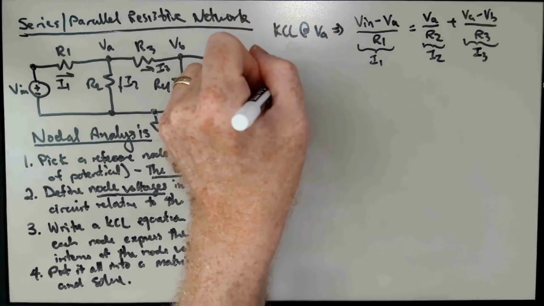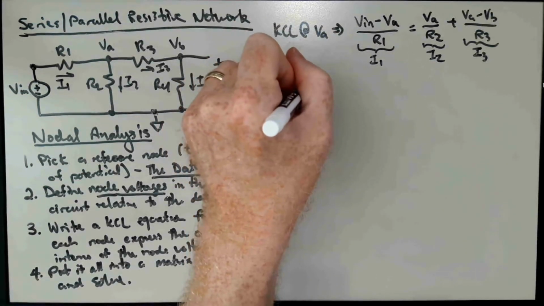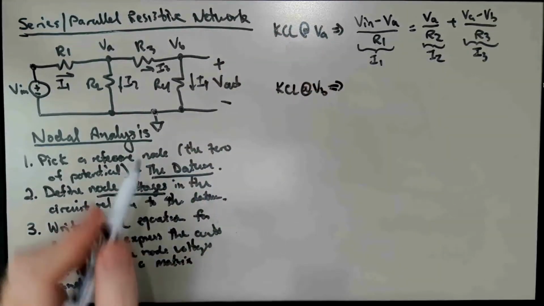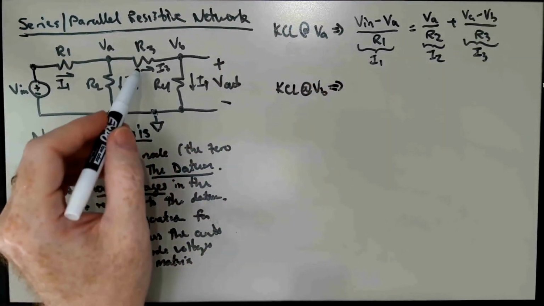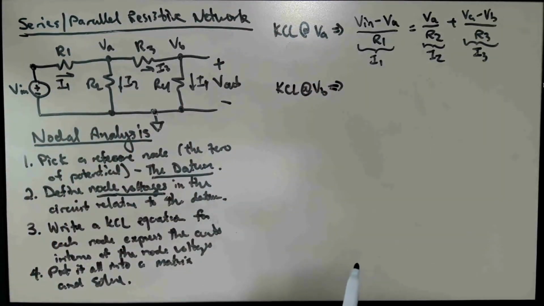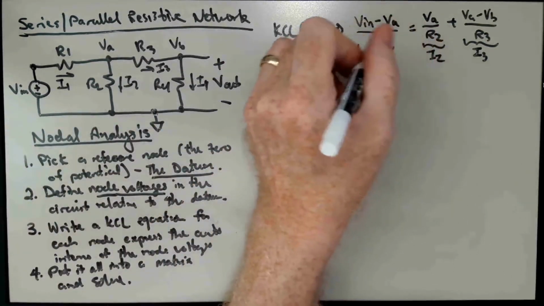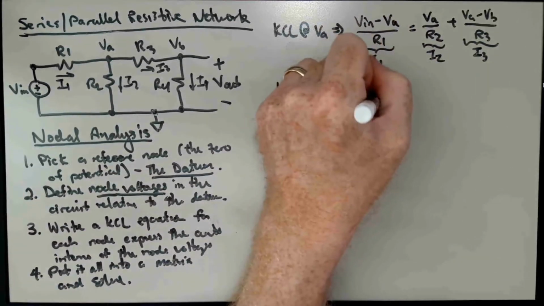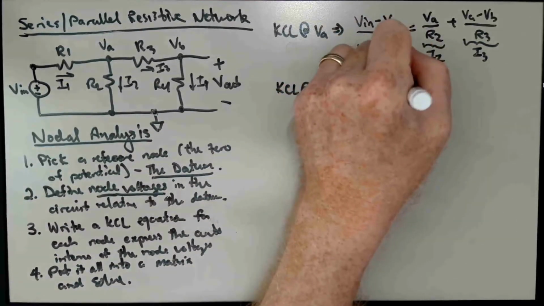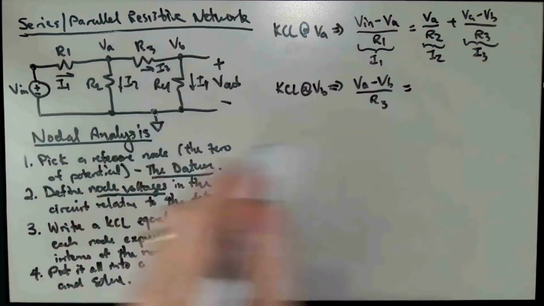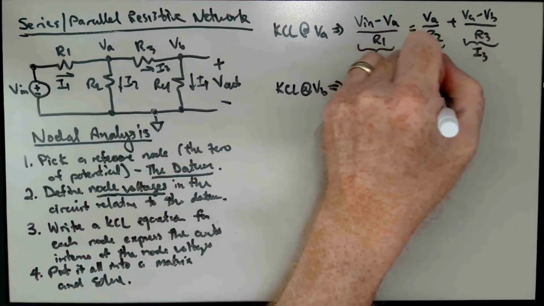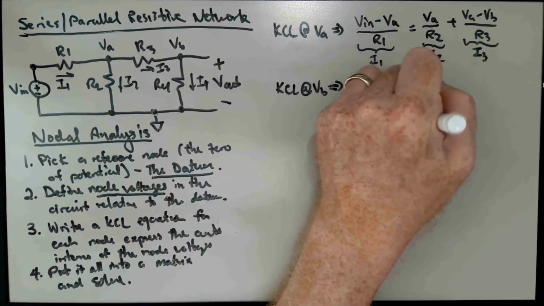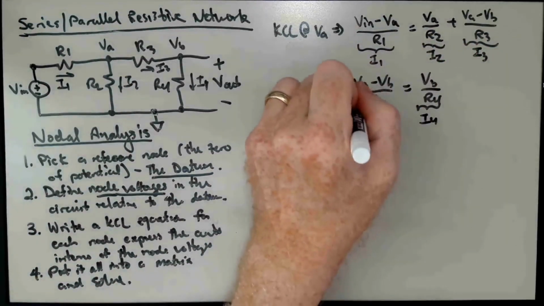We write a KCL equation for node Vb. Well, this one is simpler. It's just I3 is equal to I4, and we can write I3 as Va minus Vb over R3 is equal to Vb minus 0 over R4, and this is I4. This is I3.